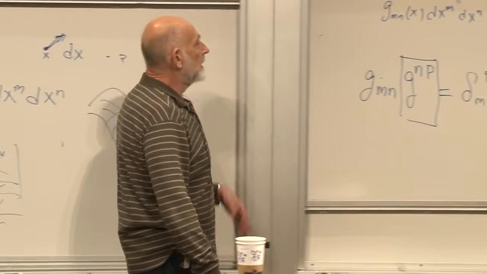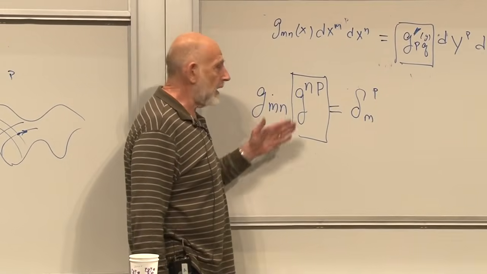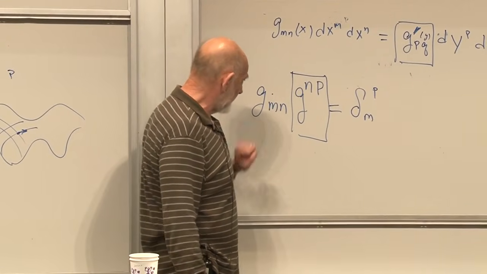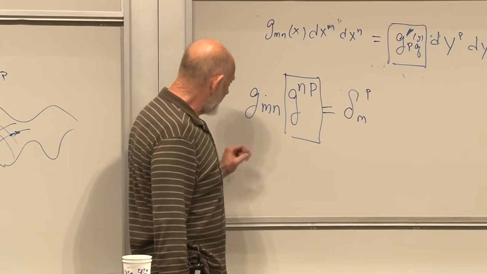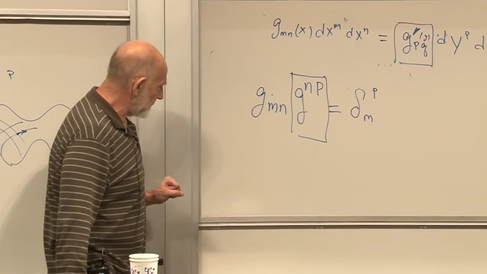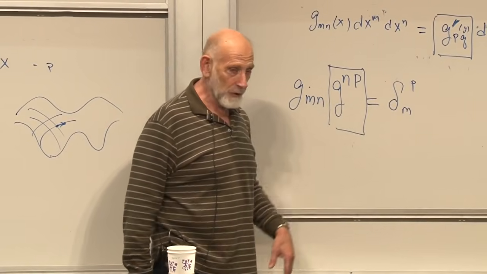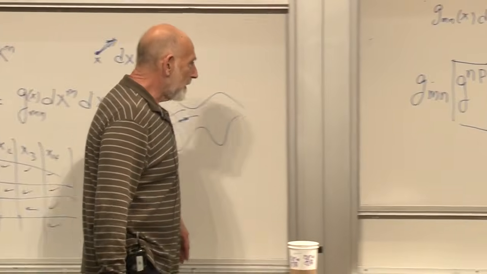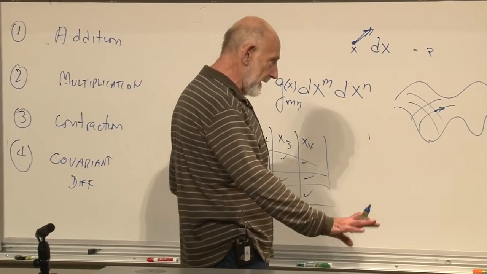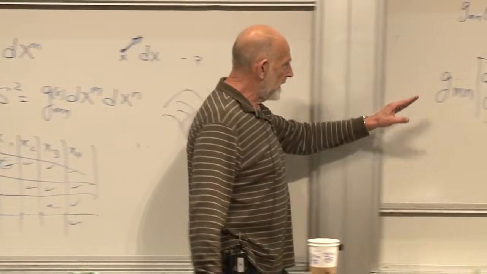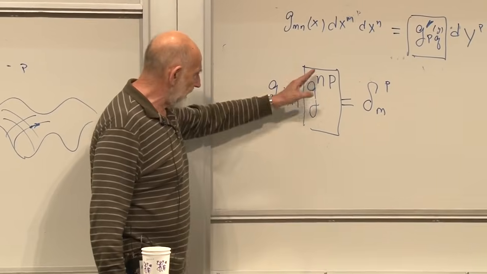This is called the metric tensor with contravariant indices, two contravariant indices. This is the metric tensor with two covariant indices. This is the metric tensor with one contravariant and one covariant index. But in any case, the definition of this matrix over here is just the inverse.